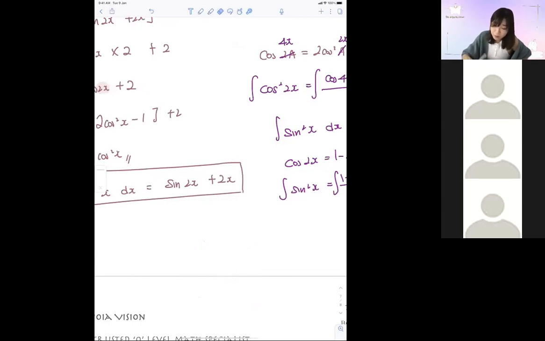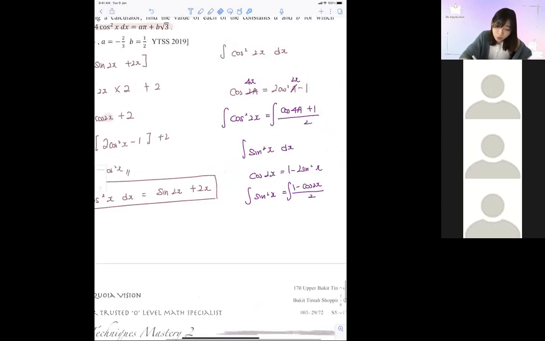In the exam, please be careful. This cosine square, sine square question came out, I think last year or 2 years ago. I can't remember which year, but it came out. Recently they started testing. So can you just help me put a star to this? This is important.